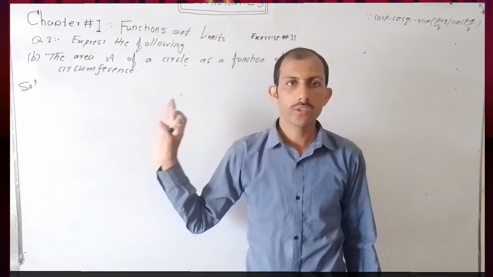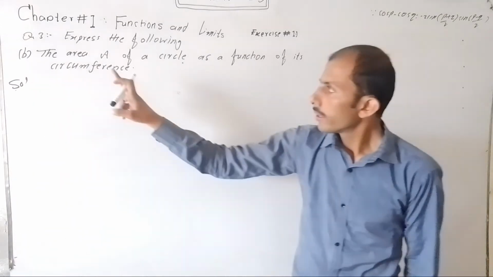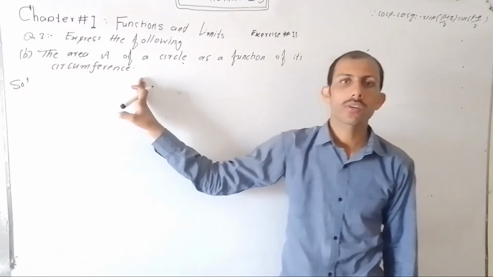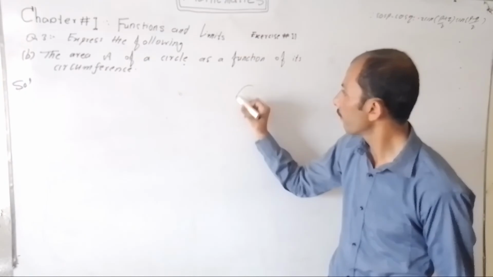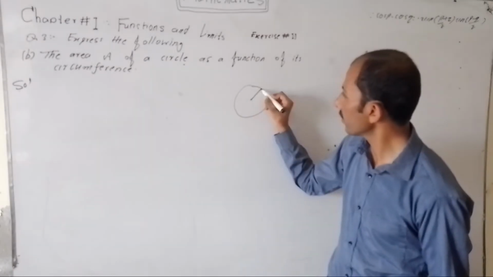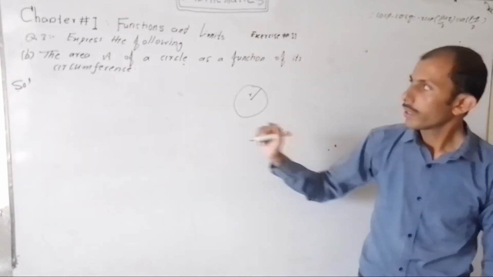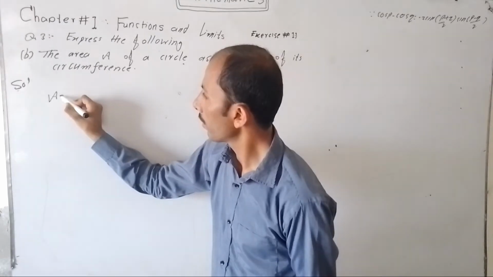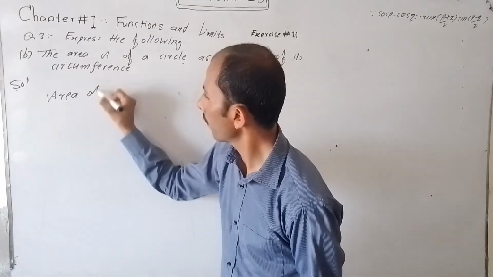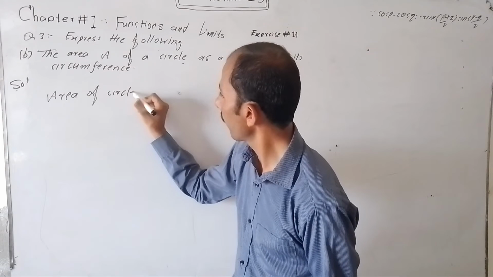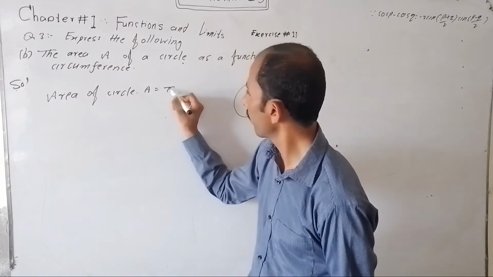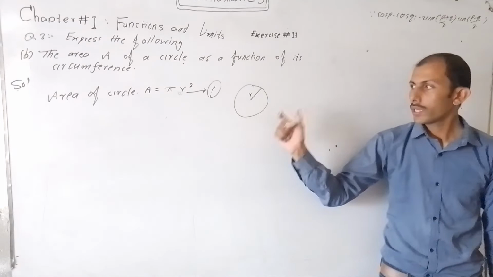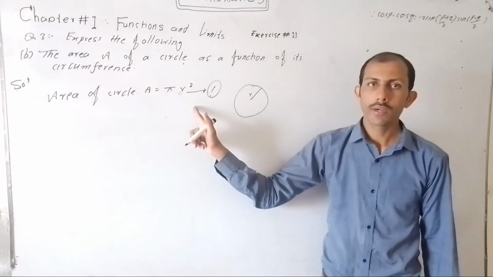Dear student, next question number 3, part number B. The area of a circle as a function of its circumference. First of all, we draw a circle. Radius r. Area of circle is equal to pi r square. So area of this circle is equal to pi r square.